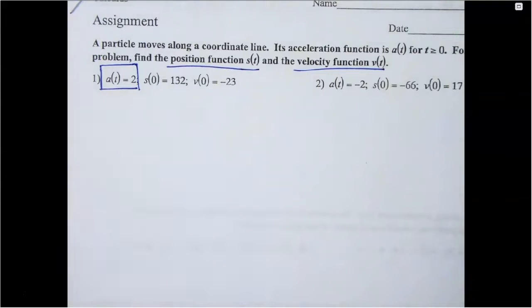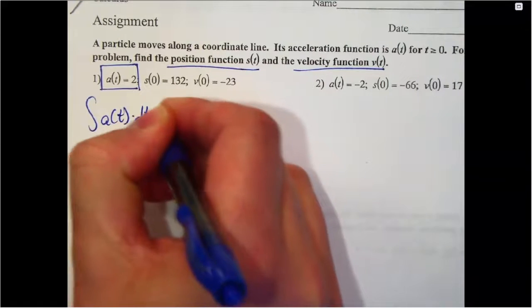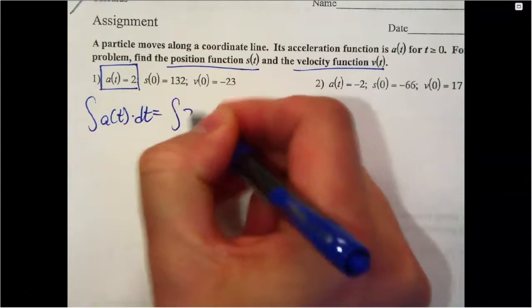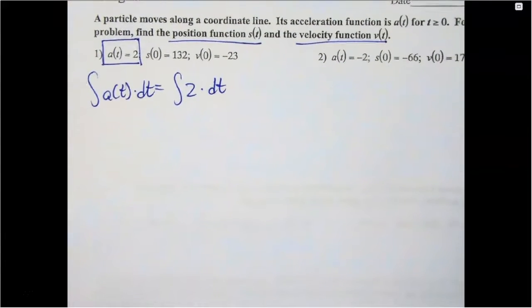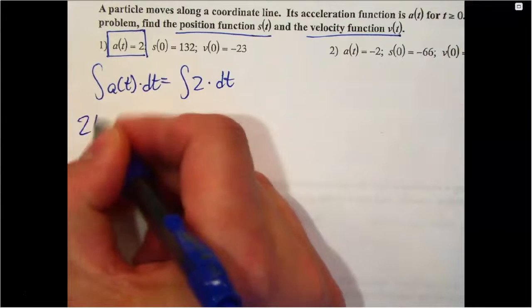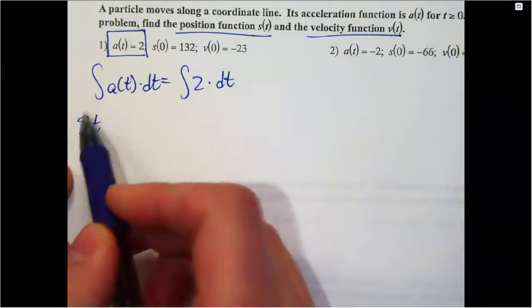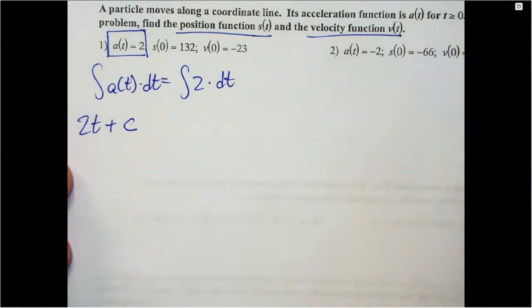How do I go from acceleration to velocity? Integrate. So I'm going to integrate A of t, which means I'm going to integrate 2 times dt. What do you get when you integrate 2? It'd be 2t. The derivative of 2t is 2. It would also be plus c. We haven't done plus c in a while.